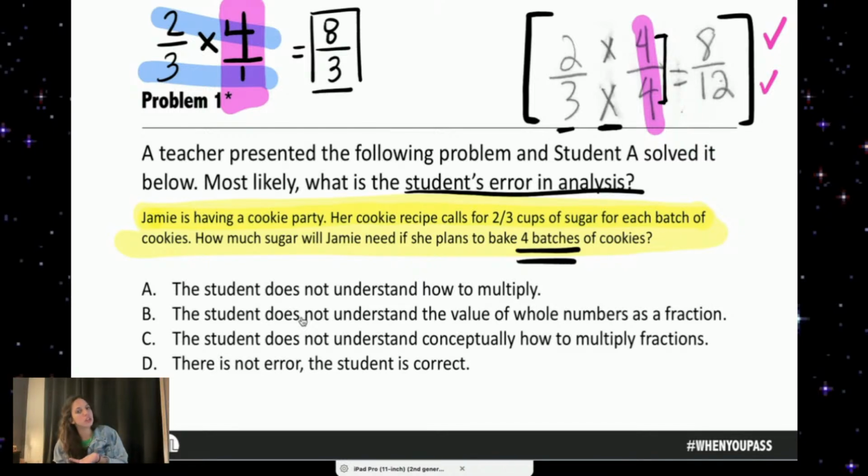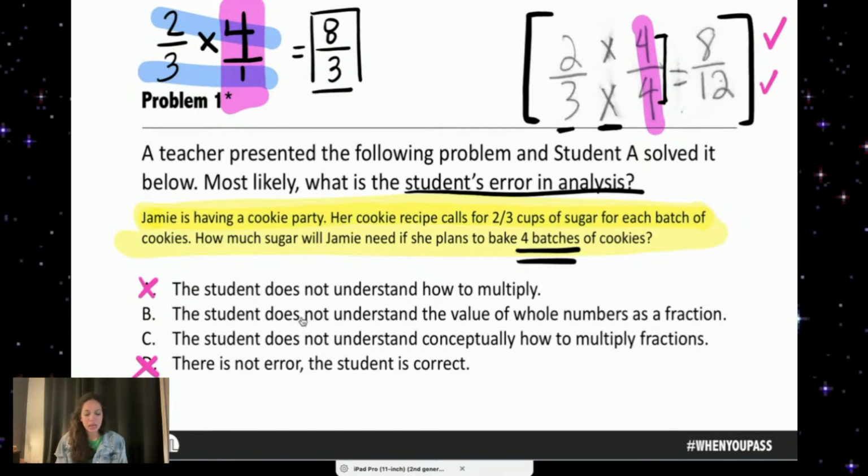So now let's look at our answer choices and decide which one is correct. A, the student does not understand how to multiply. Well, that's not accurate because the student does understand how to multiply. They can multiply 2 times 4. They can multiply 3 times 4. They may not understand how to multiply fractions, but they understand how to multiply. Is there an error? There's absolutely an error. So we are between B and C.